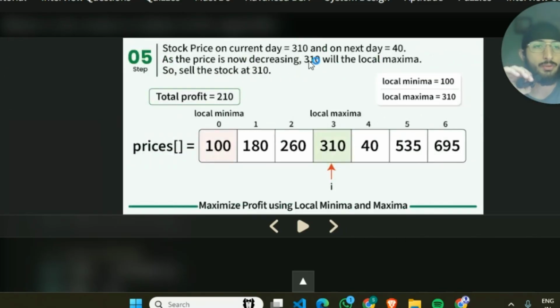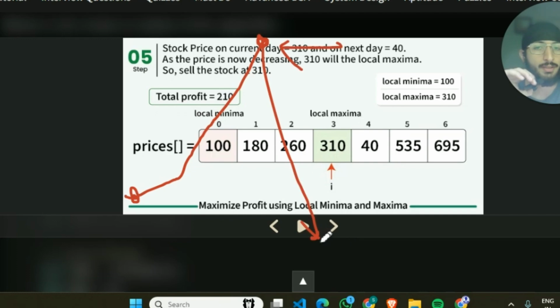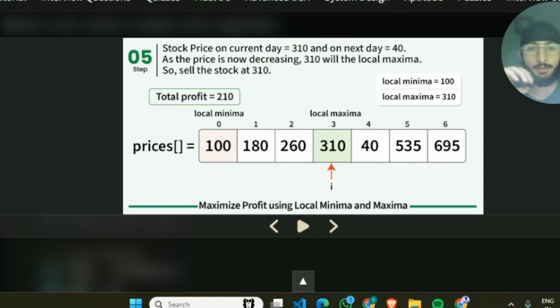Now the stock price on the current day is 310 when we have updated the i pointer, that is, went to the next index, and on the next day is 40. Now as the price is decreasing, 310 would be declared the local maximum because it first went from 100 to 180 to 260 and to 310, right? It reached a local maxima and then it dropped to 40, right? So this is the local maxima and this is the local minima here. Now the price increases to 535 and then 695. So you see this also would be a local minima for 40, right? And that was the graph that I showed you in the beginning.